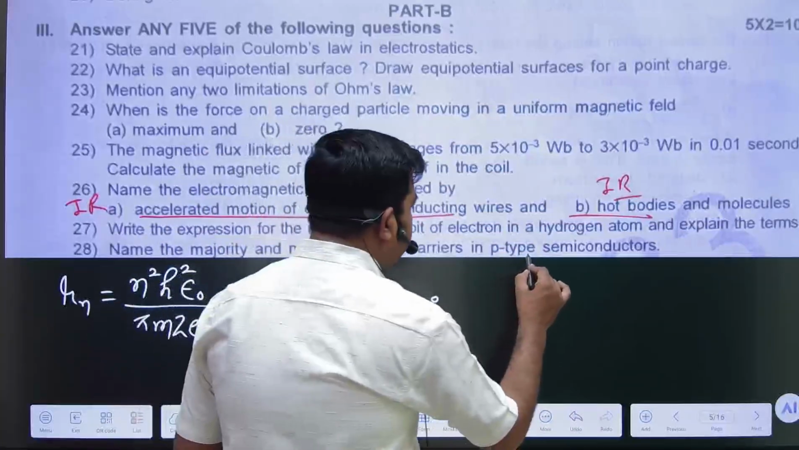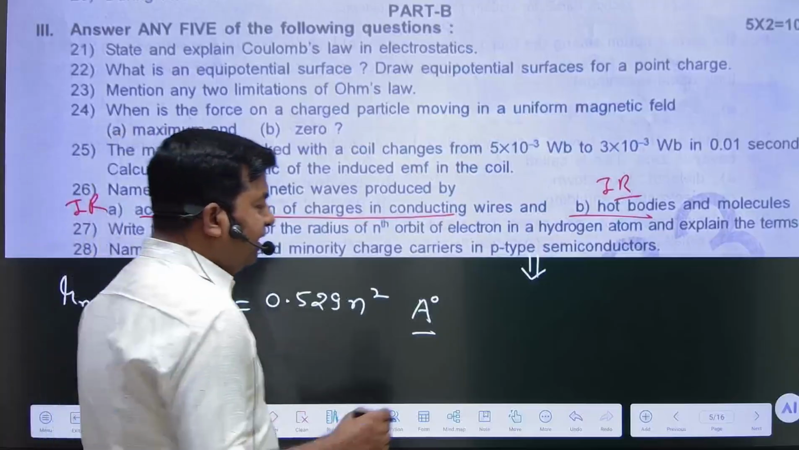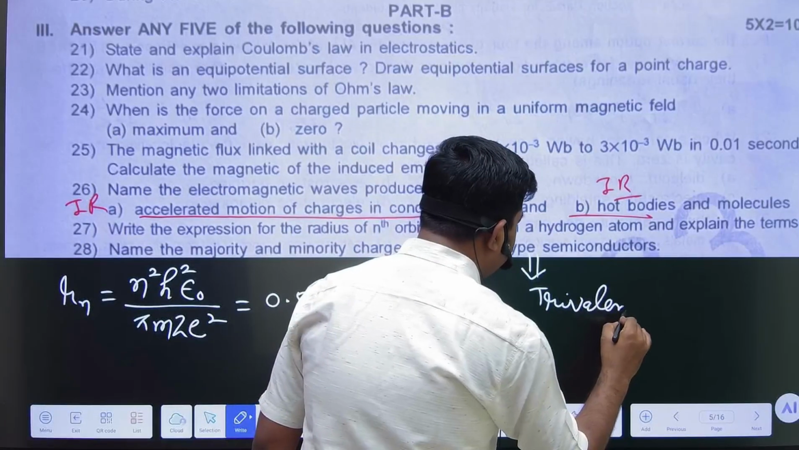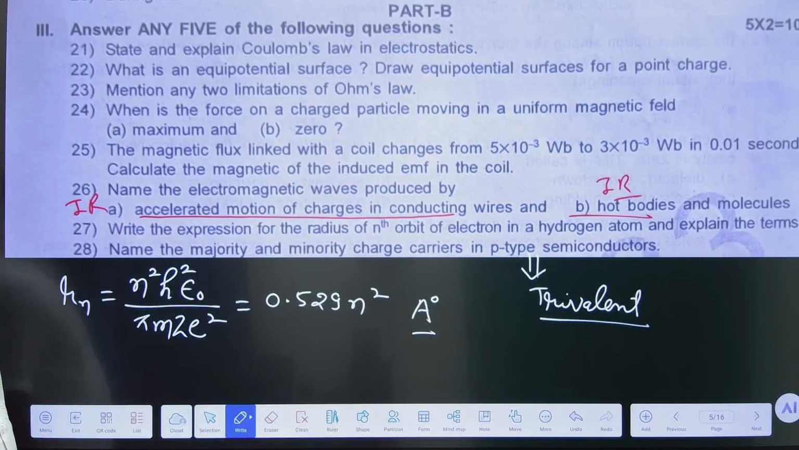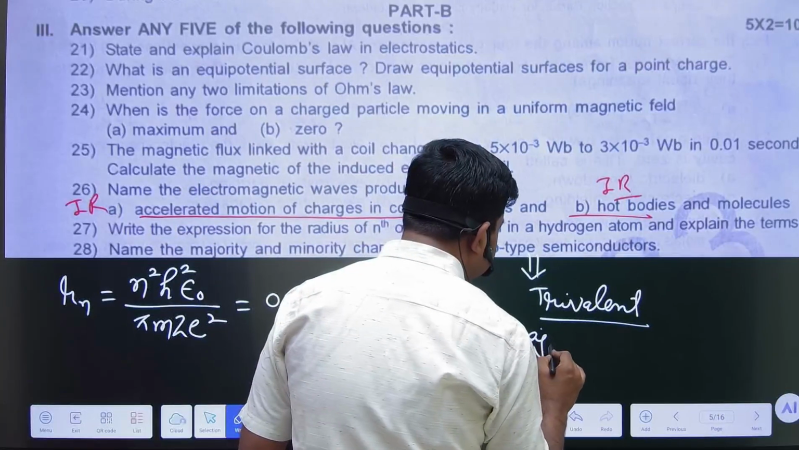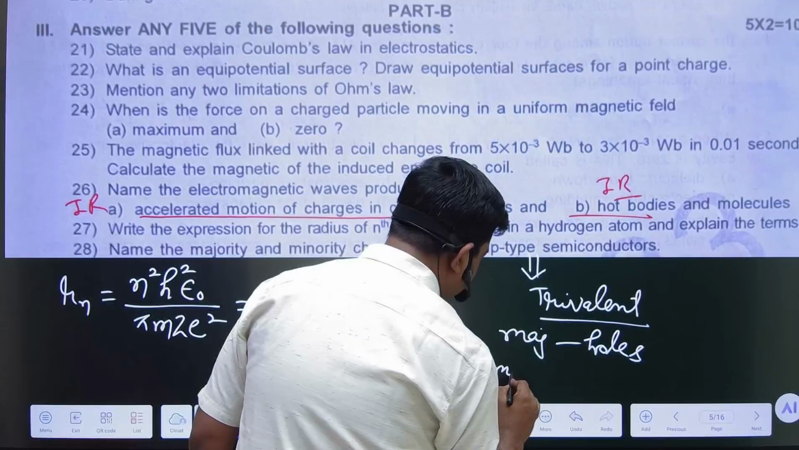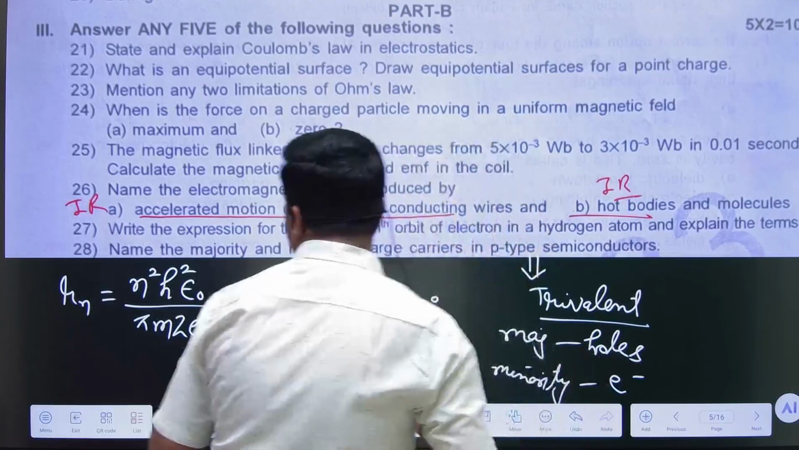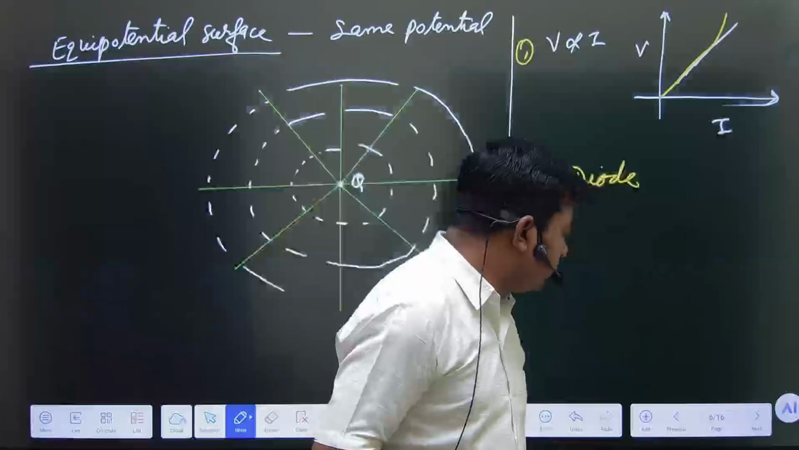Here in p type semiconductor we dope trivalent impurity. When we dope the trivalent impurity in p type semiconductor, then the majority charge carrier is hole. Majority charge carrier is holes, and minority charge carrier is electron. Okay, clear to you? So this is question number 28. Now we have to move to the next question.